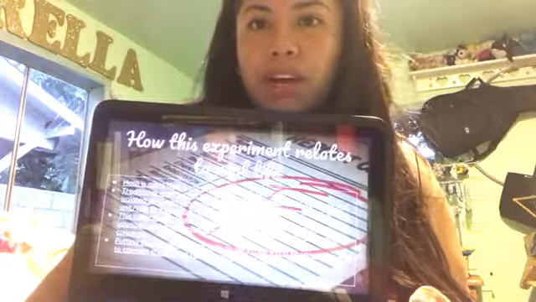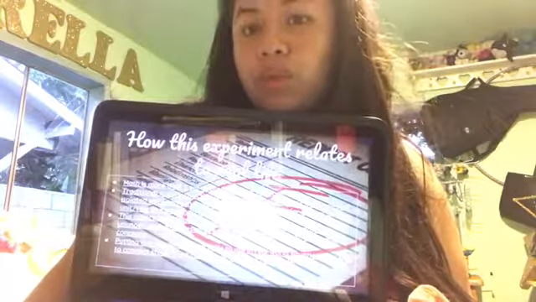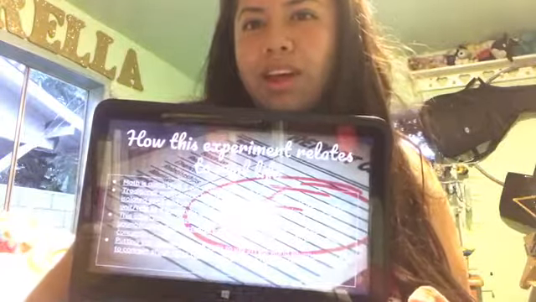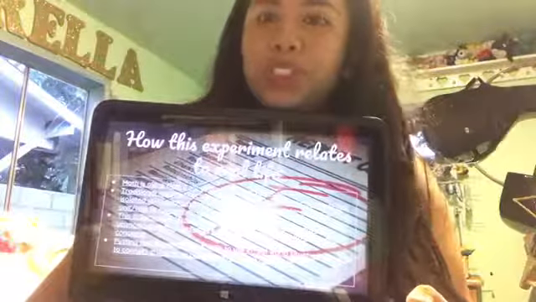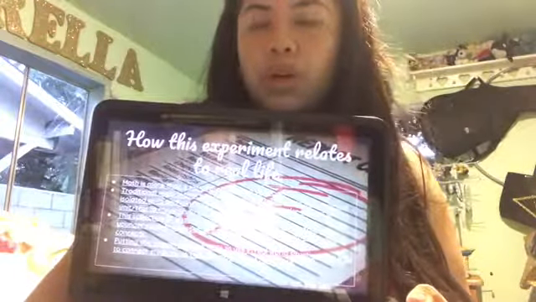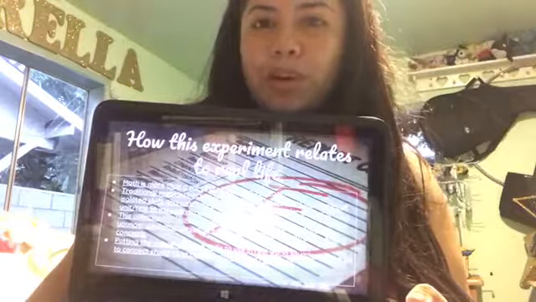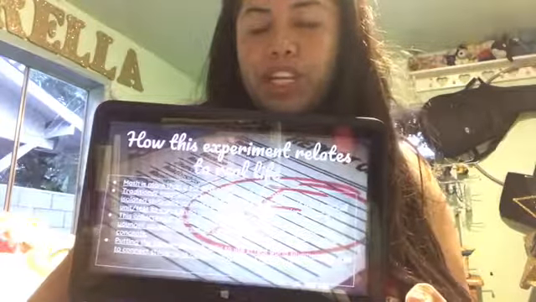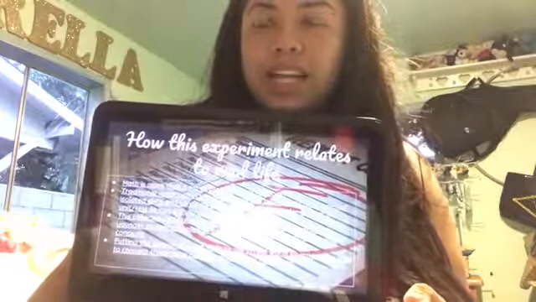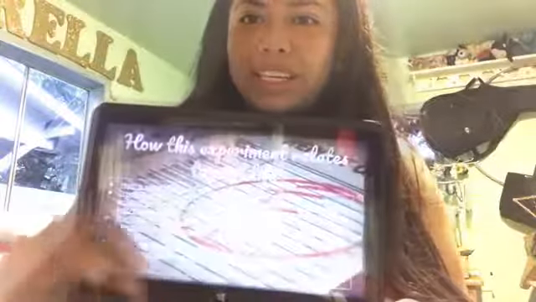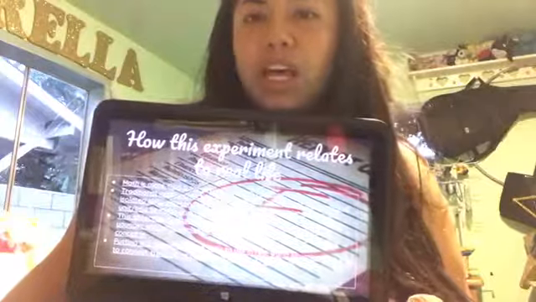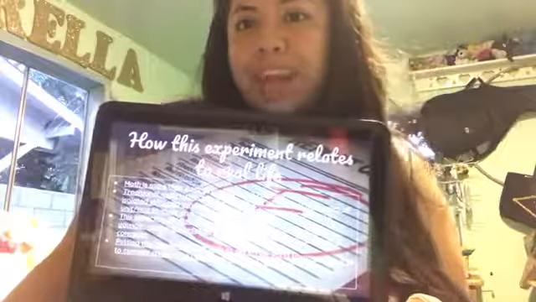The way our project connects to math in the real world is we've collected data and numbers, and we've put that on a line graph, which is math. It's algebra, it's geometry, because it includes shapes, lines, and graphing is a part of the math curriculum, and we've learned that in class. We've collected data, and all the data we've collected are numbers, which is math.